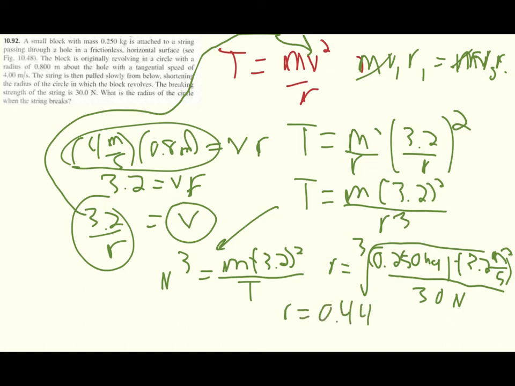My units end up being kilograms meters squared per second divided by kilograms meters per second squared. Then I'm taking the cube root of all that stuff, and amazingly, if you look at it, I end up with meters.